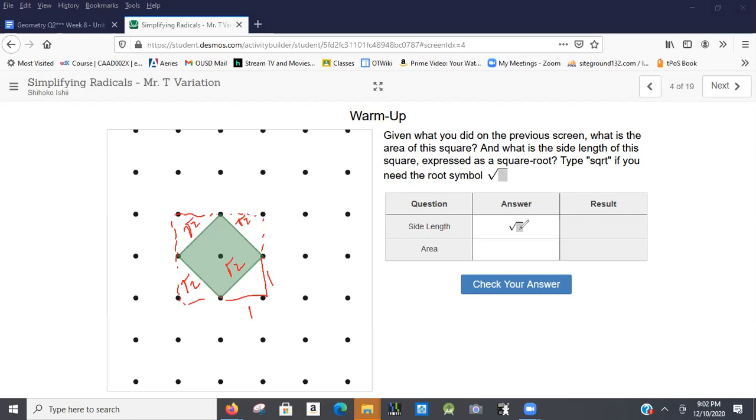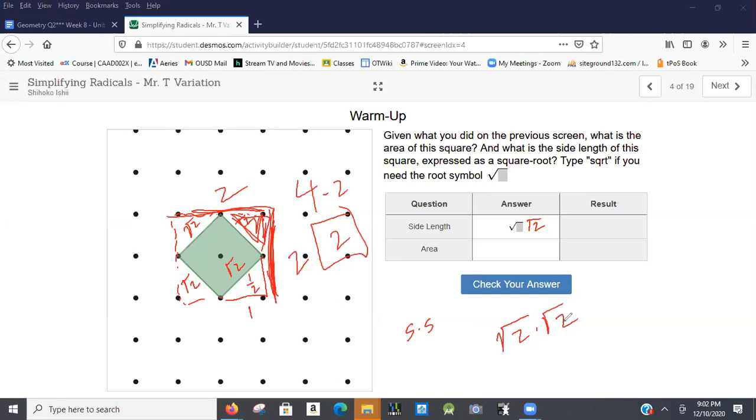So the side length here is square root of 2. And then the area, now there's a couple of ways I can figure out the area. This is a square, so if I do side times side, it will give me the answer. So I know the answer is square root of 2 times square root of 2. The other way I could figure out the area is, well, this whole thing is 2, this whole thing is 2, so this big square is 4. But then I've got all these little triangles that I need to subtract out because they're not part of the square. Each one of these little things is 1/2. So 1/2 and 1/2 and 1/2 and 1/2, that's 2. 4 minus 2, oh, that's 2. So square root of 2 times square root of 2 should be 2.